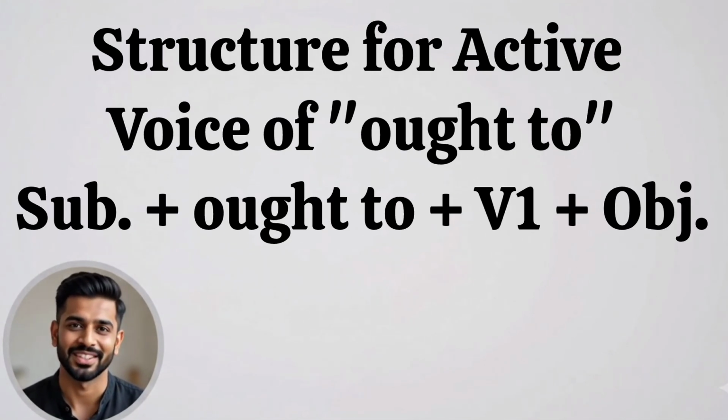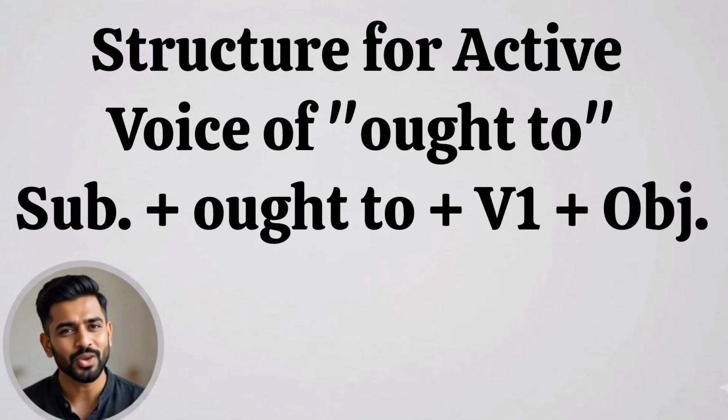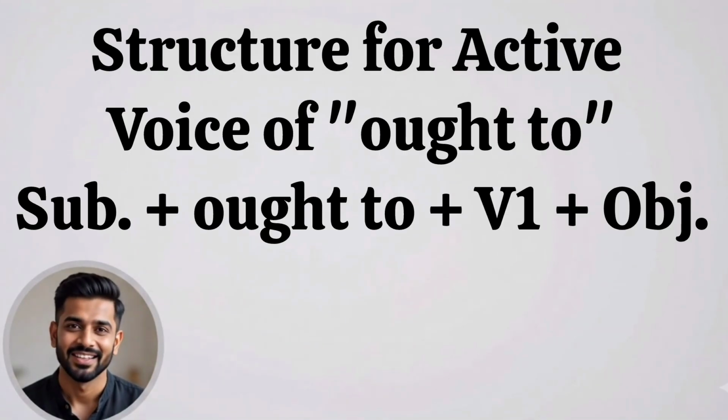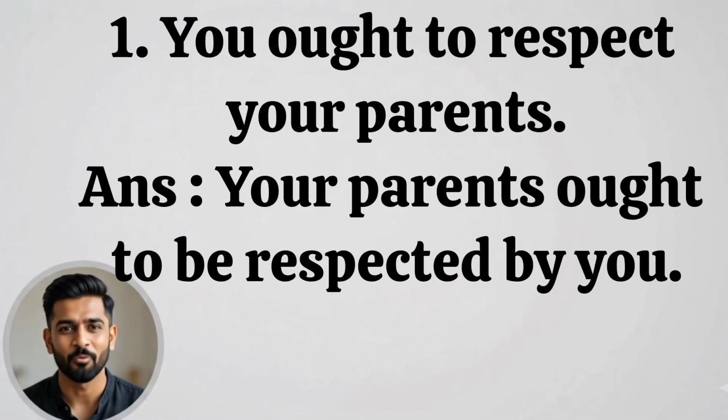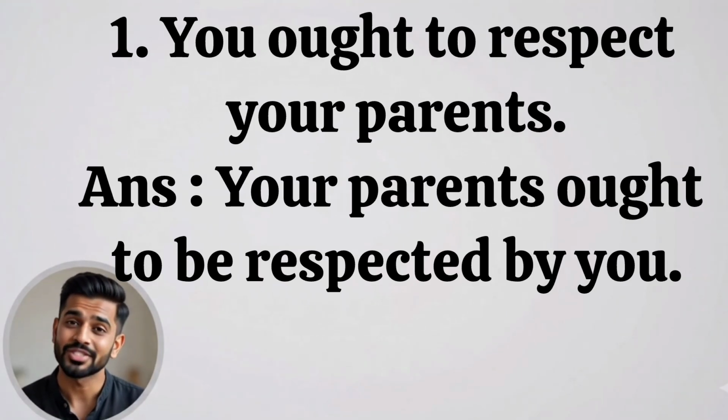Structure for active voice of ought to. Subject plus ought to plus V1 plus object. Structure for passive voice of ought to. Object plus ought to plus be plus V3. 1. You ought to respect your parents. Answer. Your parents ought to be respected by you.